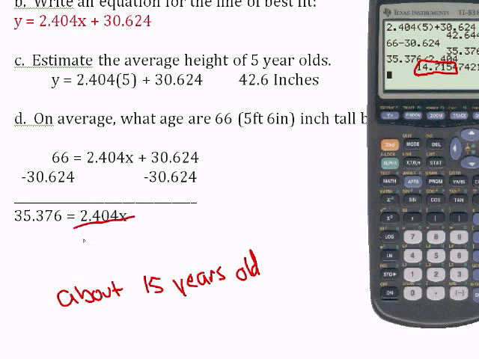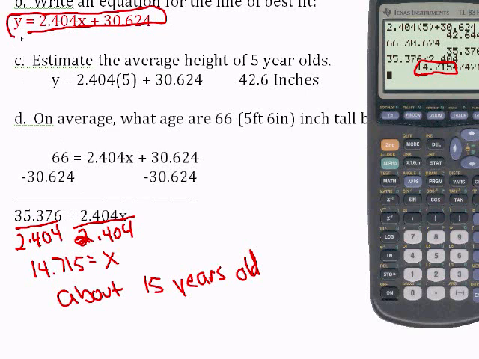I wanted to go ahead and show this. Divide by 2.404, divide by 2.404. And our final answer was 14.715 is equal to x. So there you go. You've made some predictions using an equation we found in our calculator.